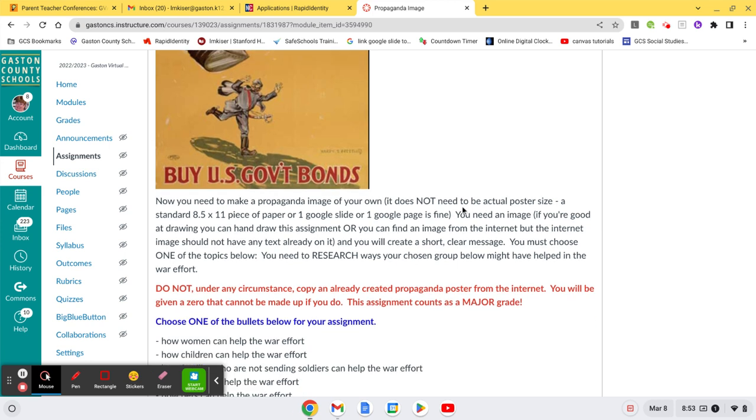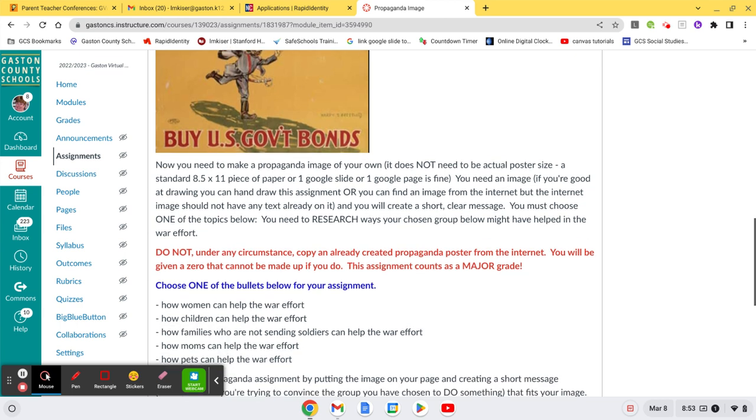Now, what I'm asking you to do is make a propaganda poster or image of your own. It doesn't have to be a full-size poster. It can be just a standard 8.5 by 11 piece of paper. If you're an artist, you can draw the image yourself. If you're not, which I would not be, you can use an internet image. That's fine. But your image and your message goes on one slide or one Google page, whatever you want to put it on. You have to create the message. There's plenty of propaganda examples for you to look at on the internet, but do not copy one of those.